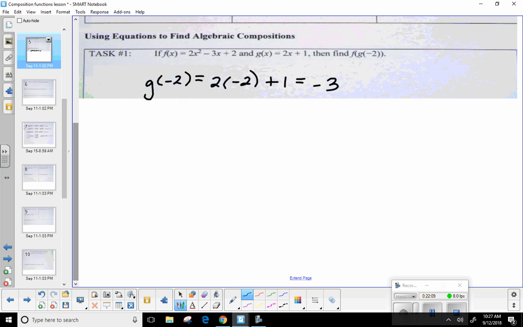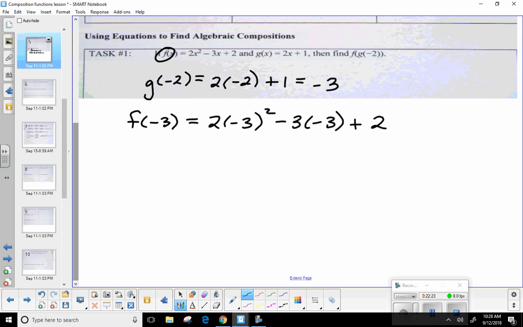So I'm going to take -3 and plug it into function f. So f of -3: 2 times -3 squared, minus 3 times -3, plus 2. -3 squared times 2 is 18, plus 9, plus 2. 29. There we go.